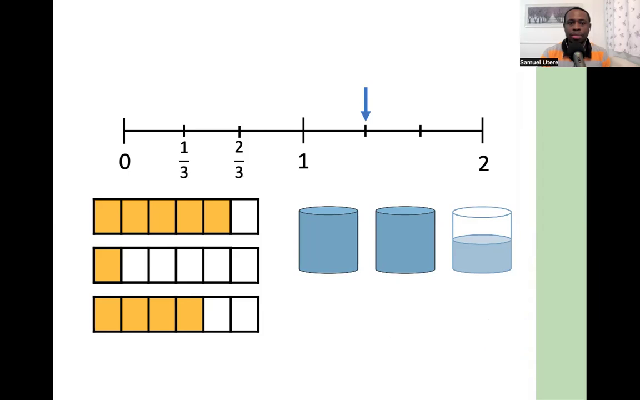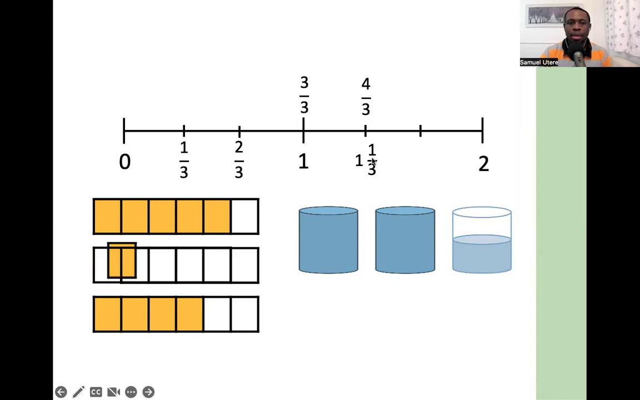And that should be 1/3 because we're adding a third every time. Now, if we think about the improper fraction form of this, we would see that that should be 3/3. 3/3 is 1, and this should be 4/3. So we're beginning to explore the relationship between improper fraction and mixed number.